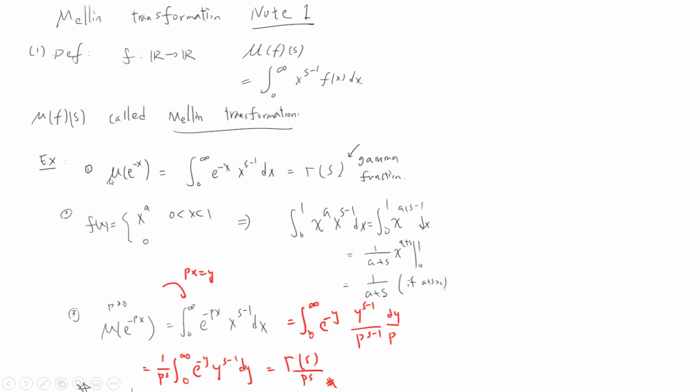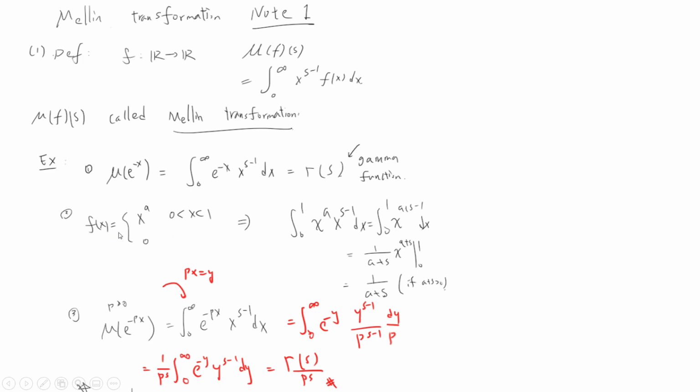Okay, so the first example is obviously an easy one, right? You put f equals exponential negative x, so the integral of exponential negative x times x to the s minus 1 dx from 0 to infinity. By definition, this is the gamma function. If you haven't seen the gamma function, you can go to my channel. I will put it in my video list, I will link it here.